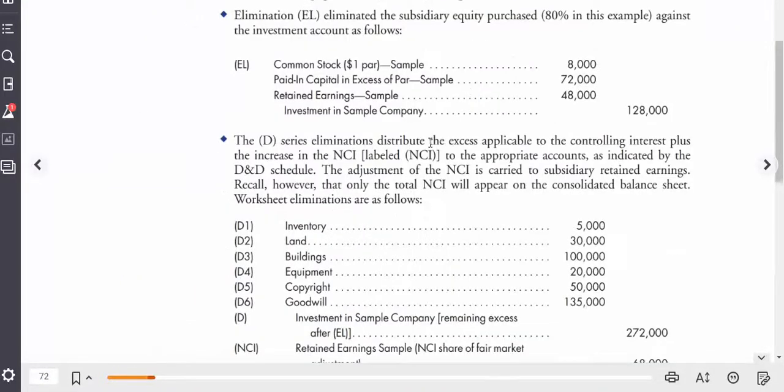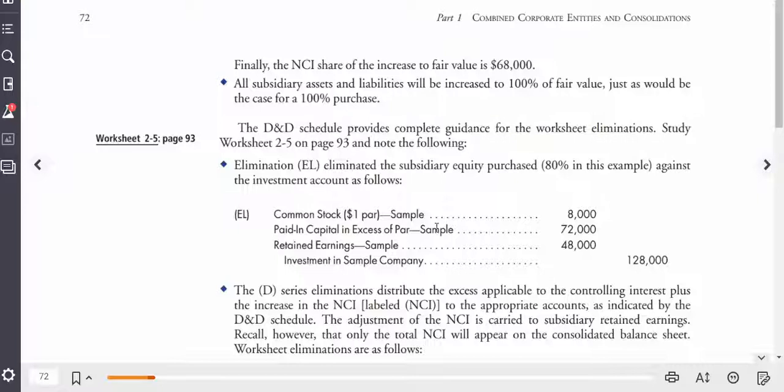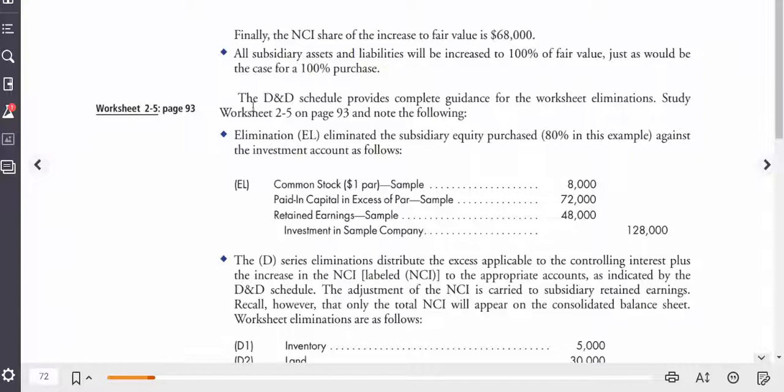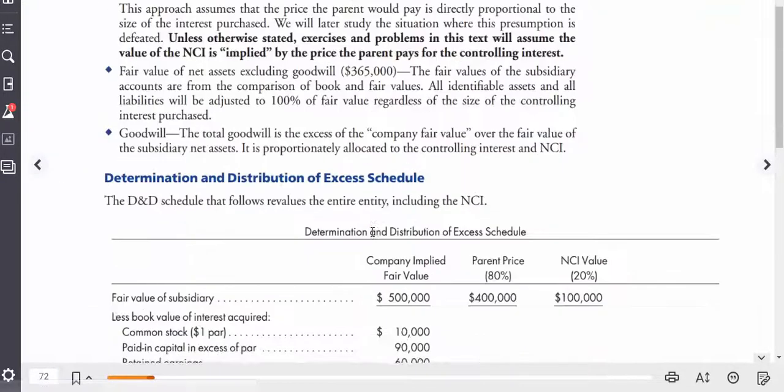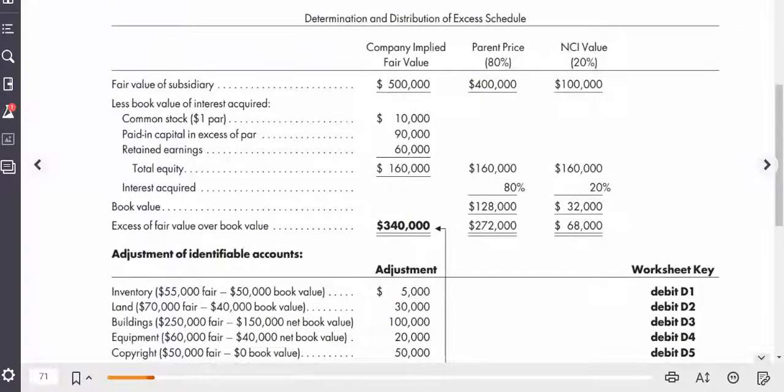When we do our elimination entry, you notice we're just going to eliminate the equity that we had before and the investment that we had before. In other words, this is the subsidiary company's equity, the part of the equity that we have, the 80% that we have. We're going to eliminate that and the 128, and we can see how the distribution schedule, the D&D schedule, showed us what to eliminate, right? So we did that.